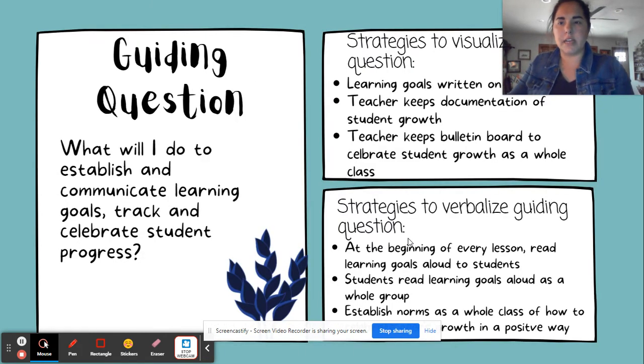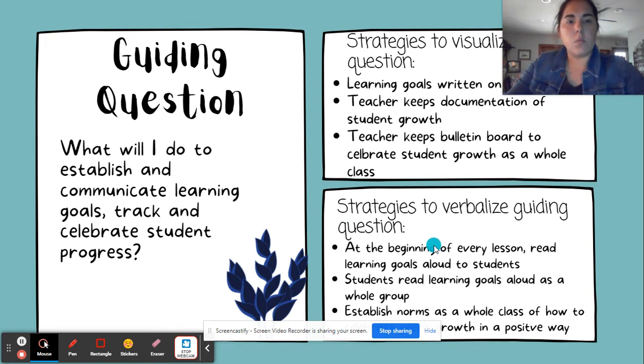Now, looking at the first guiding question that says, "What will I do to establish and communicate learning goals, track and celebrate student progress?" This question is focused on goals and student progress. A few of the ways that a teacher could implement this into their daily instruction is listed here. So, by having learning goals written on the board, keeping documentation of student growth, and keeping a bulletin board of student growth. So, this is what you see in the classroom.